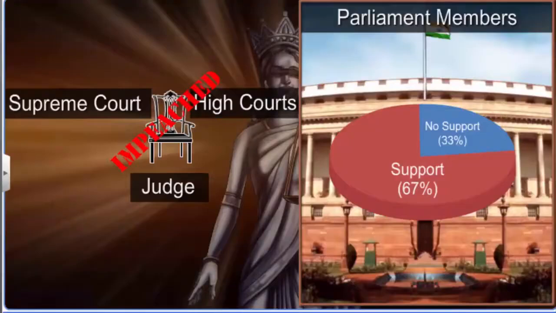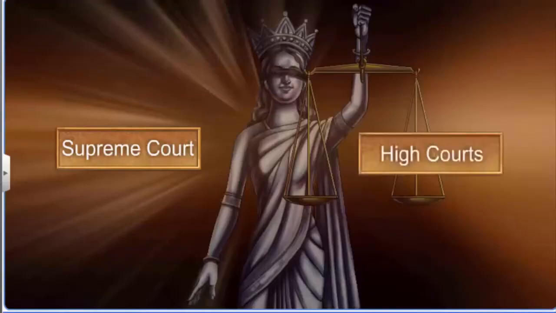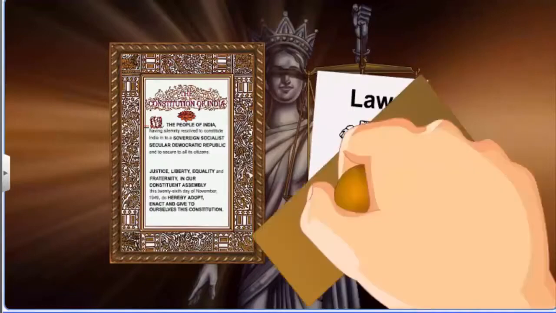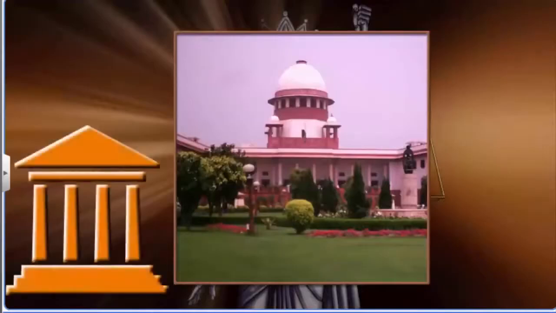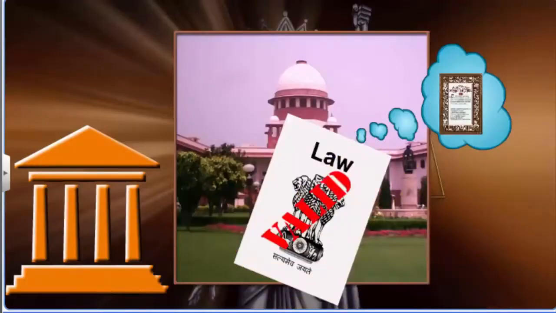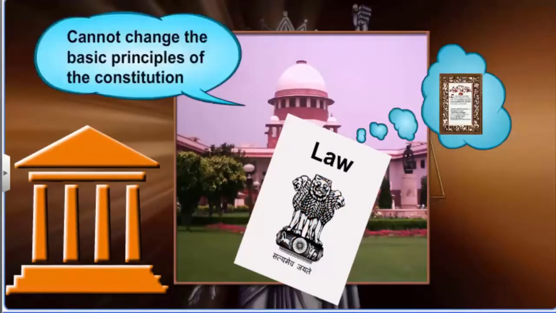The Supreme Court and the High Courts have the power to interpret the Constitution. If the courts feel that any law or action of the government is against the Constitution, they can declare it invalid. After a judicial review, the courts can determine the constitutional validity of any law or action of the government. However, the Supreme Court has also ruled that the basic principles of the Constitution cannot be changed by the Parliament. It acts like a guardian of the fundamental rights.